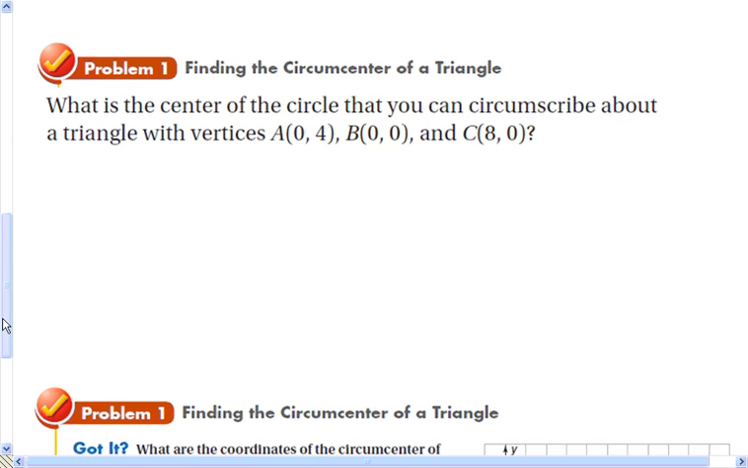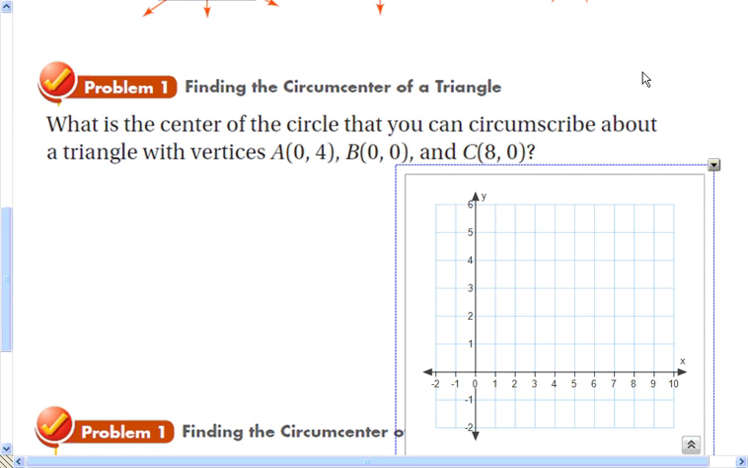And the way you find the circumcenter of a triangle, well, one way you could do it is by using a coordinate grid, which is what I'll use here. So we want to find the center of the circle that you can circumscribe about a triangle, and that is the circumcenter. And the way we're going to find that is by finding the perpendicular bisectors of the three sides.